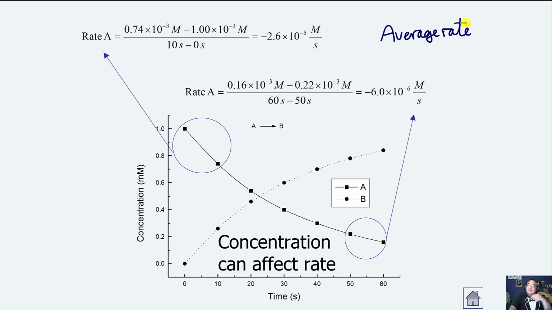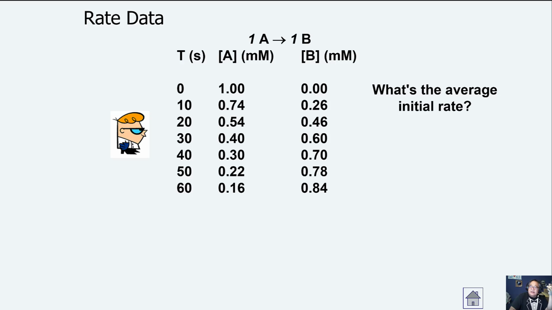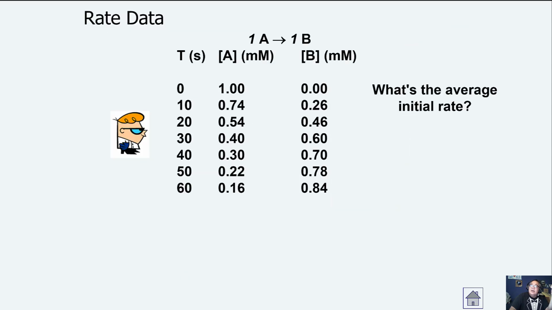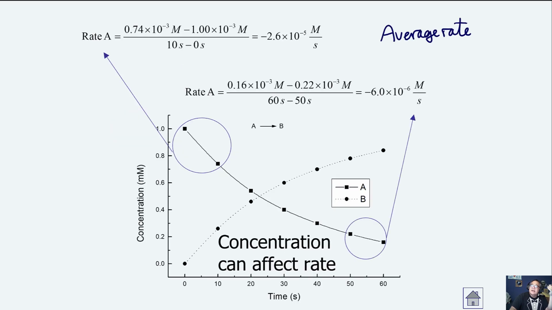And how the average rate is calculated that's different than the instantaneous rate is you just use the data points. So you'll see in this, well, maybe you do need to see the data. For A, the concentration is 1 millimolar, so that's 1 times 10 to the minus third molar, and then 0.74 millimolar, right? So to calculate the rate, it's 0.74 millimolar minus 1 millimolar divided by the change in time. And so your change in time is 0 to 10. So it goes from 10 seconds minus 0.